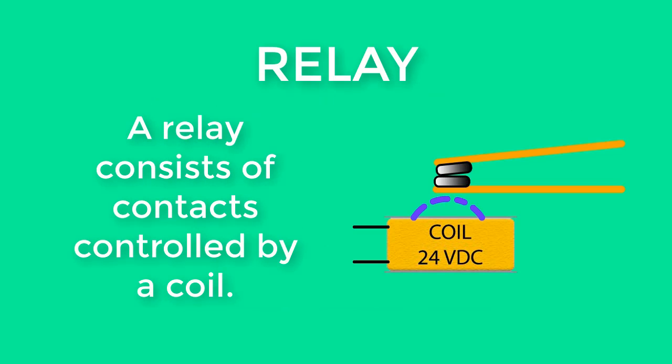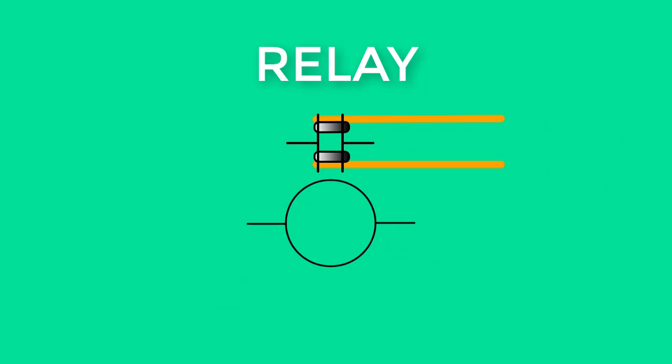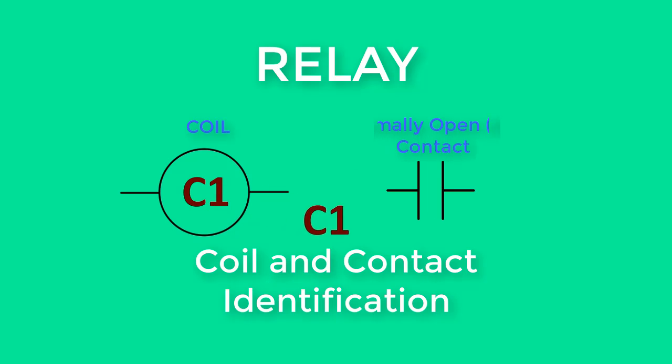A relay consists of electrical contacts controlled by a coil. In the example shown, a normally open set of contacts close when the coil is energized. Relay circuit design use symbols to represent both coils and contacts. Coils and contacts use letters and numbers to identify their relationship.